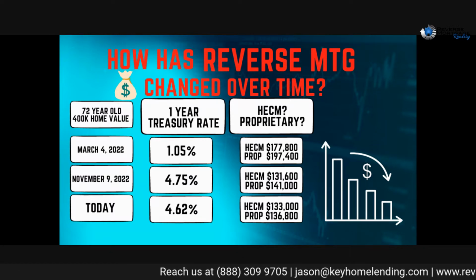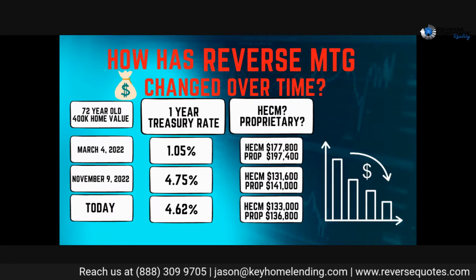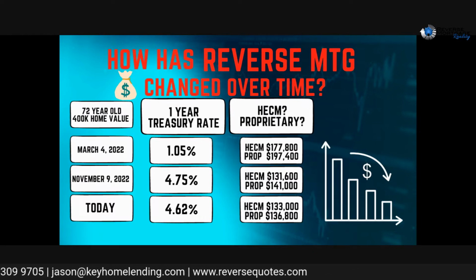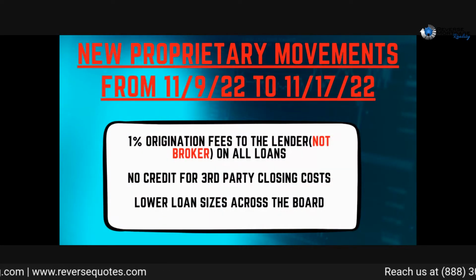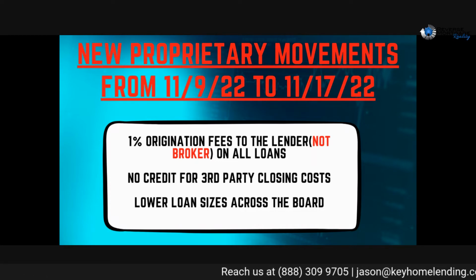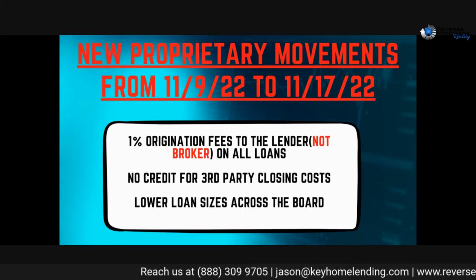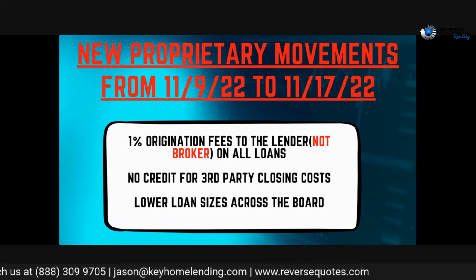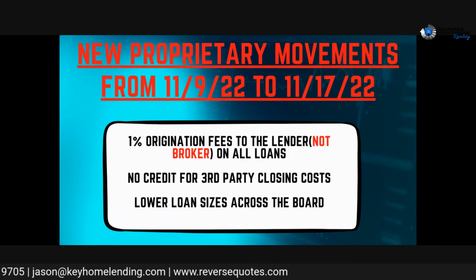So you can see for a 72-year-old with a $400,000 house, the proprietary was 141 last week, and now it's 136.8. So let's go to the next screen right here, and let's look at what's happened. New proprietary movements, which really means what's happened in this world. What keeps going down? So a couple things.